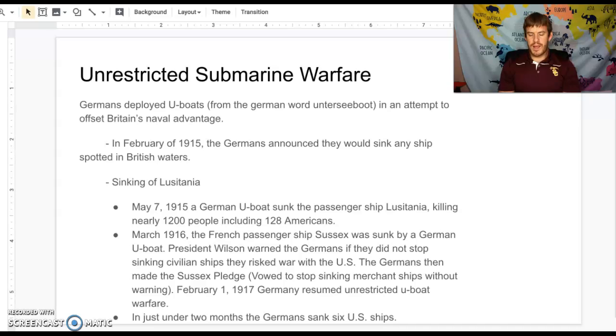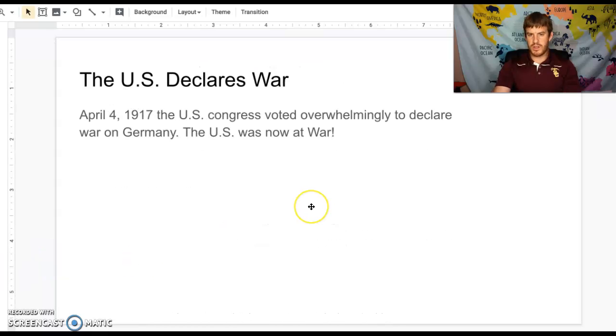And this helped for a while, guys, but then Germany thought, hey, we can win the war if we just sink a few more ships, keep the British from getting supplies. So they started unrestricted U-boat warfare again in February 1917, and they sink about 6 U.S. ships in a short period of time. And so April 4th, 1917, the U.S. Congress votes to declare war on Germany, and now we are at war.